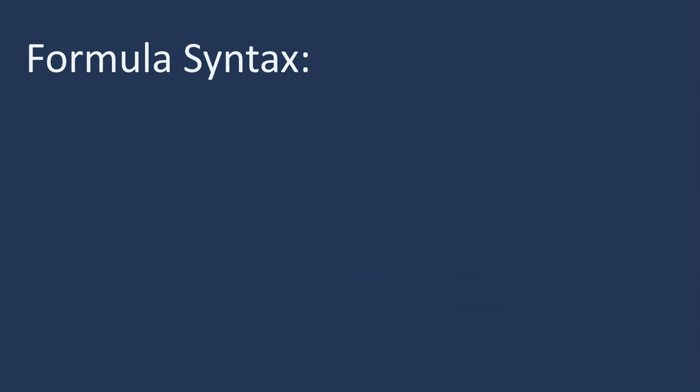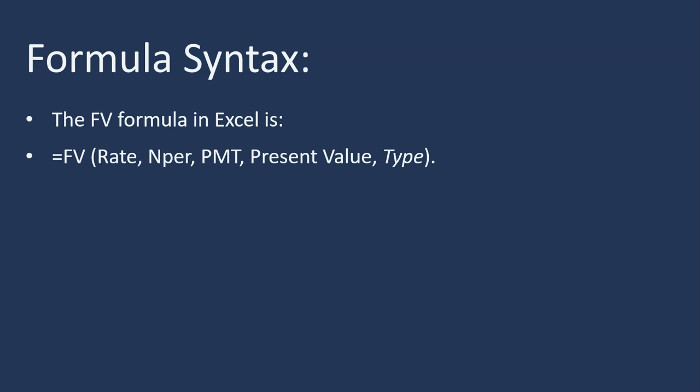The formula syntax for future value within Excel is FV. Of course, you have to have the equal sign before the FV. Then the rate, the applicable interest rate, the number of periods, payments if there are any, present value if you have one, and then the type, meaning the beginning of the period or the end of the period.